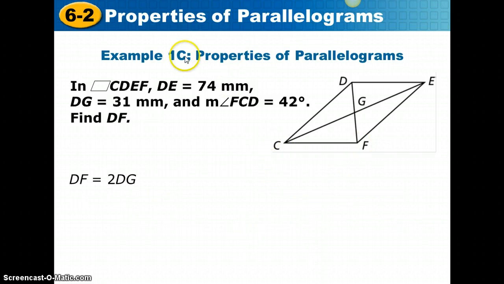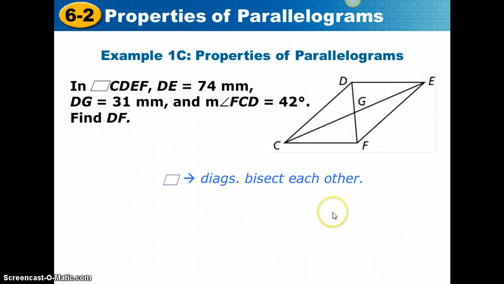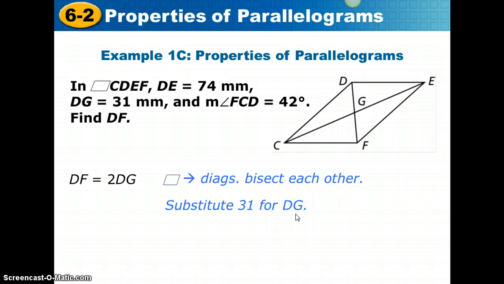In example 1C, we're asked to find DF. DF is one of the diagonals. Well, the only other given information about the diagonal is that DG is 31 millimeters. But remember, the diagonals bisect each other. That makes G the midpoint of DF. Since in a parallelogram diagonals bisect each other, DF is 2 times DG. G is the midpoint. So I can substitute 31 for DG and multiply it by 2, or double that length, and get that DF is 62.